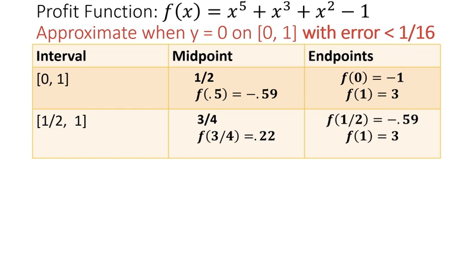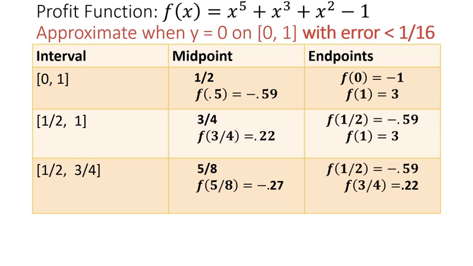That gives me 3/4. Plug it in, I get a positive number. So now I'm going to have to go from 1/2 to 3/4 so that my y goes from negative to positive. It'll go from negative 0.59 to positive 0.22. So let's try that new interval. The midpoint of that interval is 5/8. We plug that in, we get a negative number. So now if I want my interval to go from negative to positive, I'm going to have to go from 5/8 to 3/4, which will be an even smaller interval.